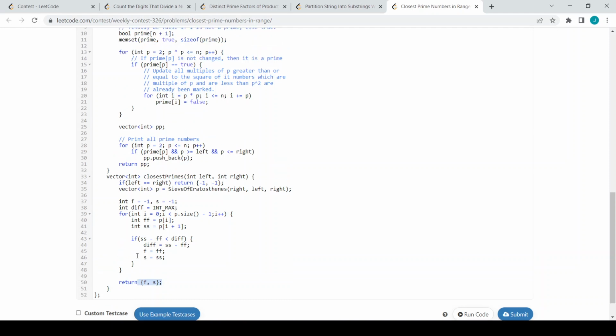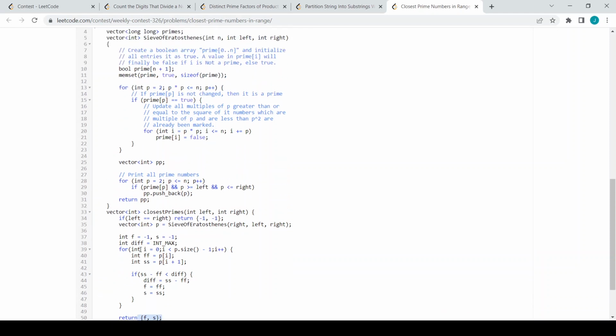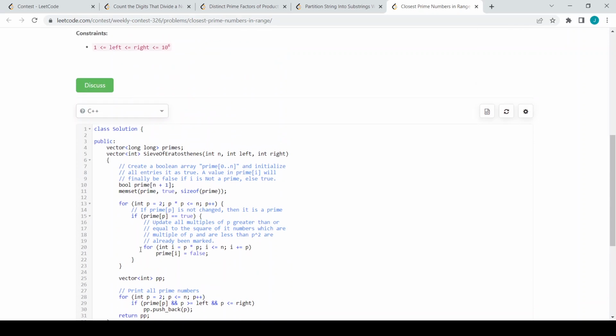So it is pretty simple. We are taking all the prime numbers and keeping track of the adjacent primes.